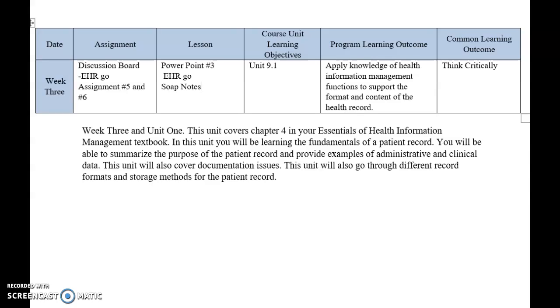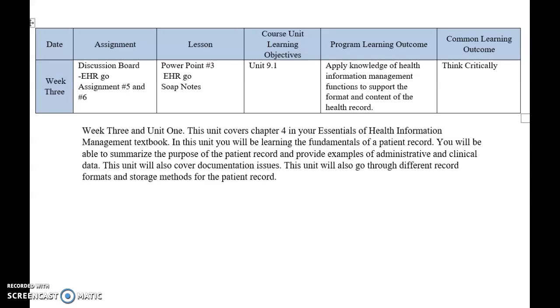Hello students, we are now in week 3 and we are still in unit 1. This means we are still in chapter 4 out of your Essentials of Health Information Management textbook. This week there is a discussion board which will be on the EHR Go.